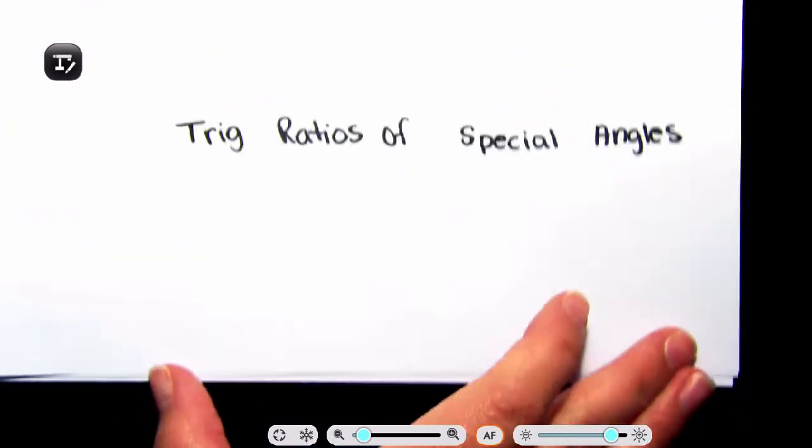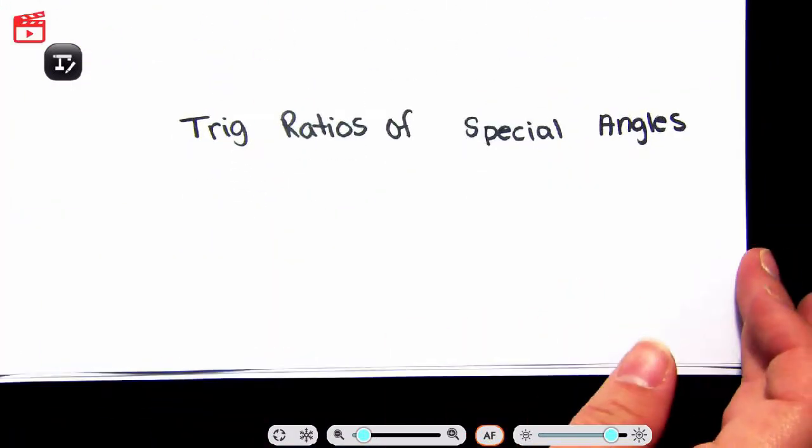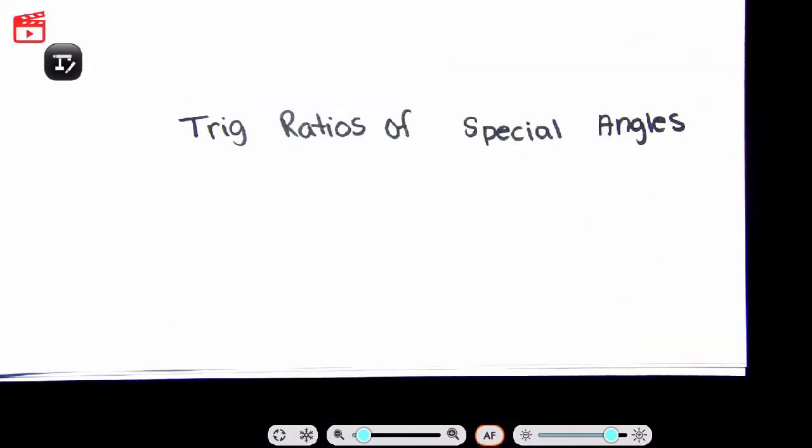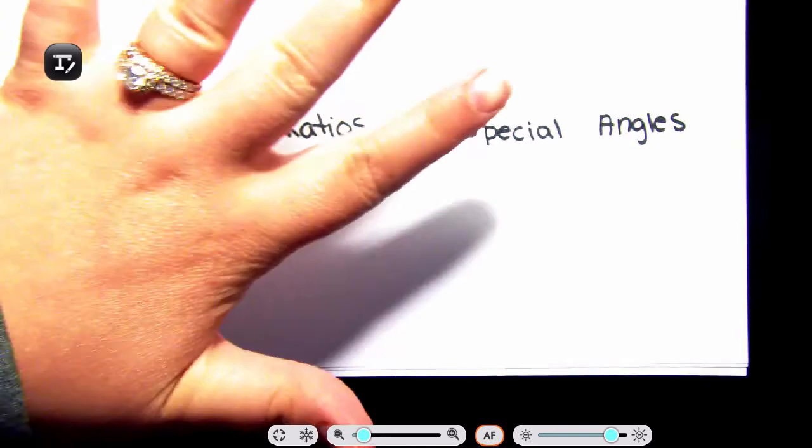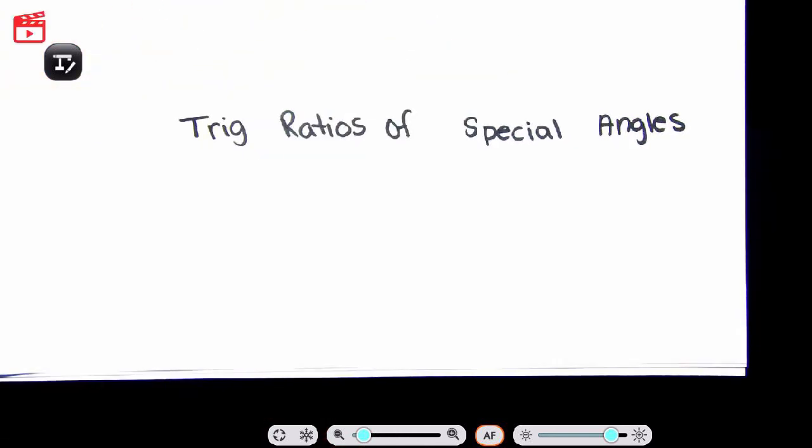Now let's talk about our trig ratios of special angles. What you're going to need to do is memorize this. I'm going to be posting a separate video on how to memorize these angles and the ratios. It's super easy. All you need, honestly, is your left hand and the right quadrant of the unit circle, and you can memorize it.